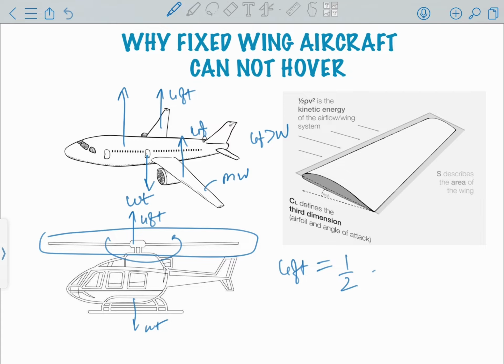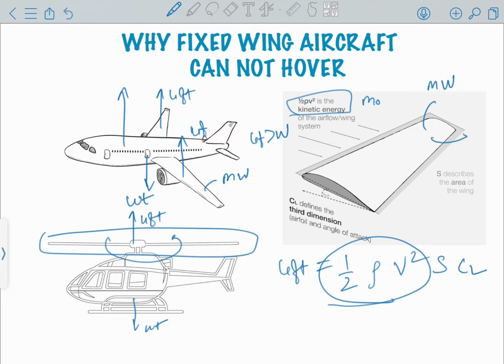Lift force is equal to half rho v square S CL, where half rho v square is the kinetic energy of the mass flow which is interacting with the aerodynamic surface. In the case of a fixed wing, this is the main wing, and in the case of a helicopter, this is the main rotor blades. In this half rho v square, rho is the density of the air and v is the velocity at which the mass of air is interacting with the aerodynamic surface. S is the surface area, which describes the area of the wing in the case of a fixed wing, and the main rotor blade in the case of a helicopter.